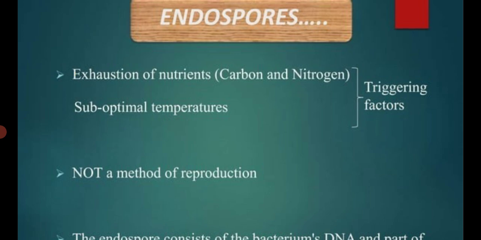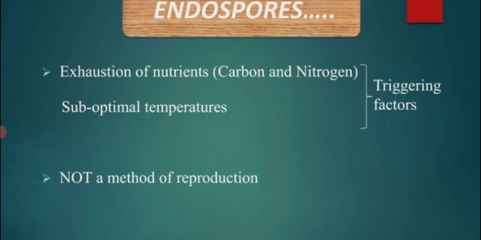The formation of an endospore in a cell is called sporulation. Sporulation occurs under suboptimal or adverse conditions of environment or growth, like exhaustion of nutrients in the medium, such as carbon and nitrogen sources, or a high temperature or a low temperature. Sporulation is not a method of reproduction.